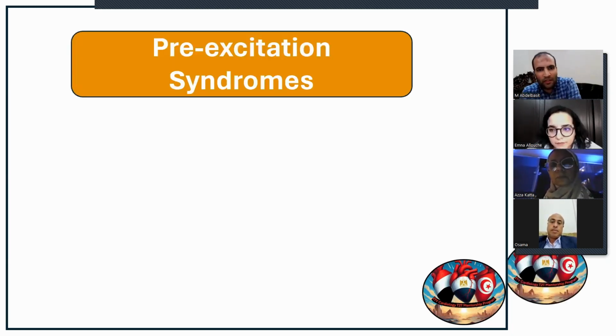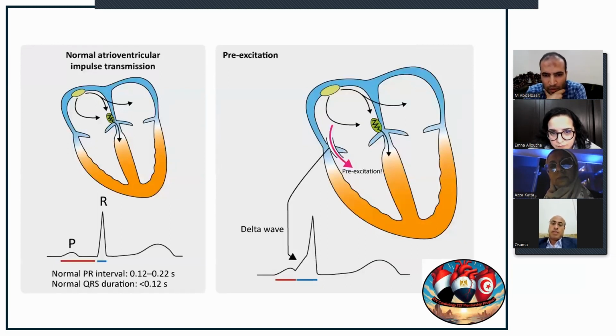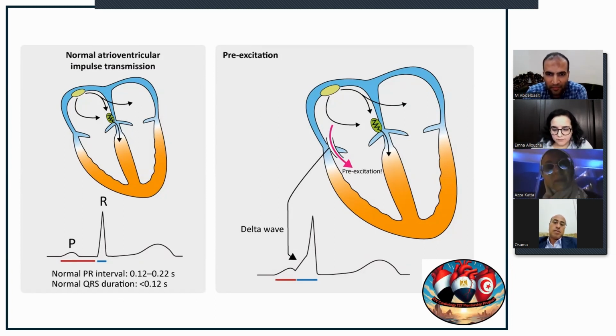So moving to the next topic, which is an important topic in the current guidelines, which is pre-excitation syndromes. Could you, Dr. Azza, introduce pre-excitation syndromes to junior cardiologists who are starting their career? When approaching patients with tachycardia, whether narrow or wide, we will collect all the data we have been discussing from the beginning of this discussion. Pre-excitation pathways are a common entity that juniors should think about.